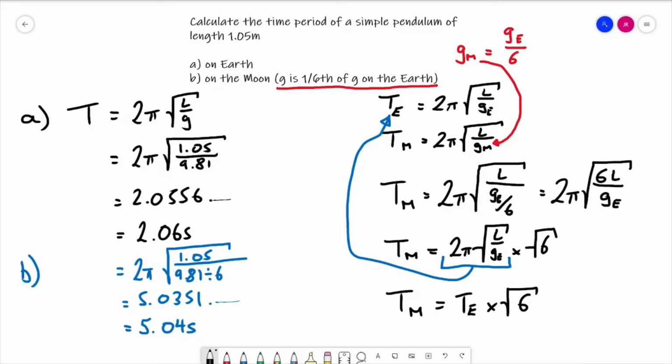Now, if you still got the answer from part A, brilliant. If not, it won't take you long to plug it back into your calculator. Try it out and do exactly what we've got there. So 2 pi root of 1.05 over 9.81, and in your calculator, you can put multiplied by root 6. And what you'll find is that you'll get exactly that answer that we got for the time period on the Moon.